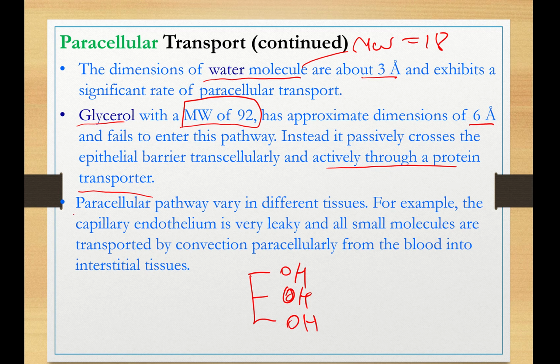The paracellular pathway varies in different tissues, and that's a difference from the transcellular pathway, which is similar in most of the tissues. For example, the capillary endothelium is very leaky. We're talking about the capillary blood vessels here, right? And all small molecules are transported by convection paracellularly from the blood into the interstitial tissues, okay?